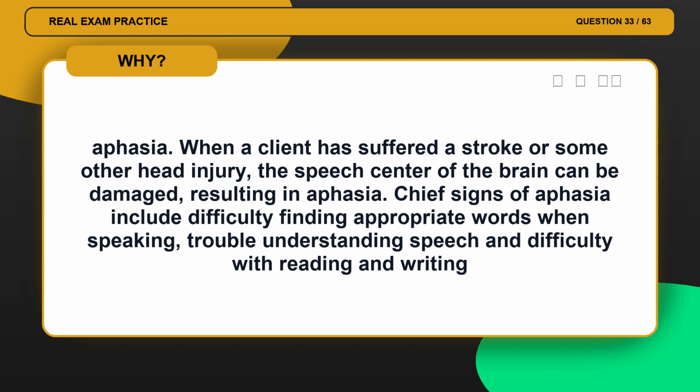Aphasia. When a client has suffered a stroke or some other head injury, the speech center of the brain can be damaged, resulting in aphasia. Chief signs of aphasia include difficulty finding appropriate words when speaking, trouble understanding speech, and difficulty with reading and writing.